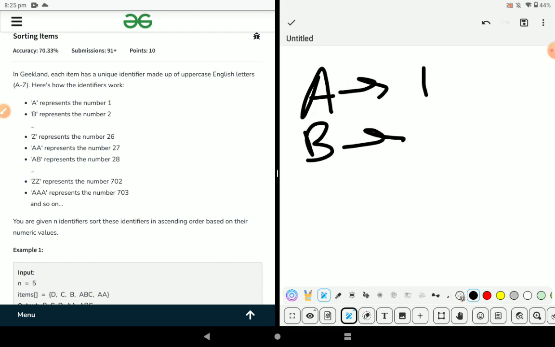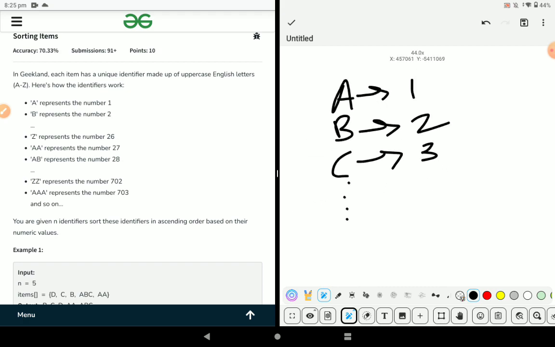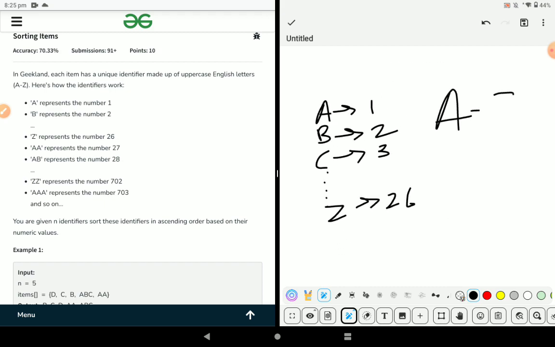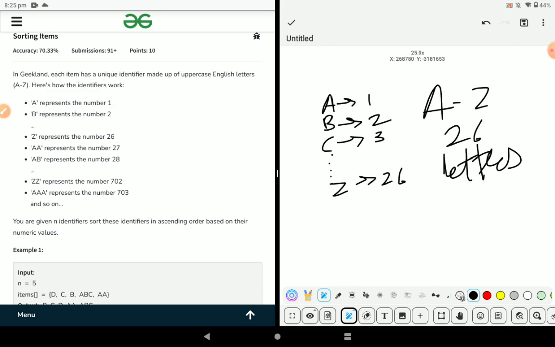A is 1, B is 2, C is 3 and up to Z. From A to Z we have a total of 26 letters. So basically, as we go on adding letters on the right side of the alphabets, its value goes on increasing.